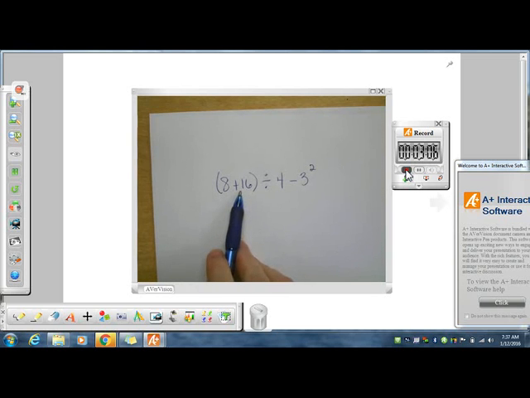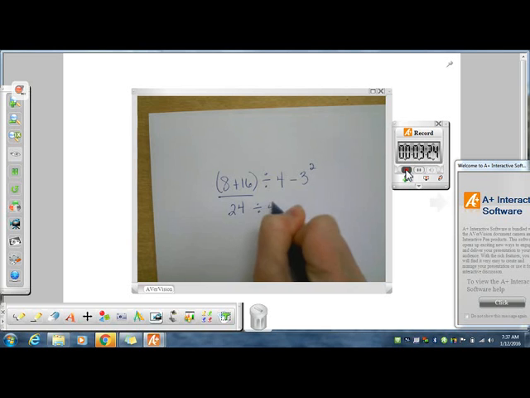In this case we have 8 plus 16 in parentheses divided by 4 minus 3 squared. My order of operations says I need to do parentheses first. So we do what's in parentheses first. 8 plus 16, well, that's going to be 24. I'm going to bring everything else down. I've got divided by 4 and minus 3 squared.